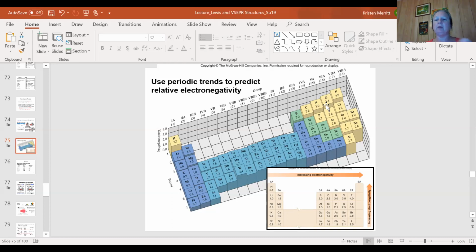So you have no net change in distribution. It's even on both sides. So I'm going to get to that. Polarity has to do with the shape and electronegativity.